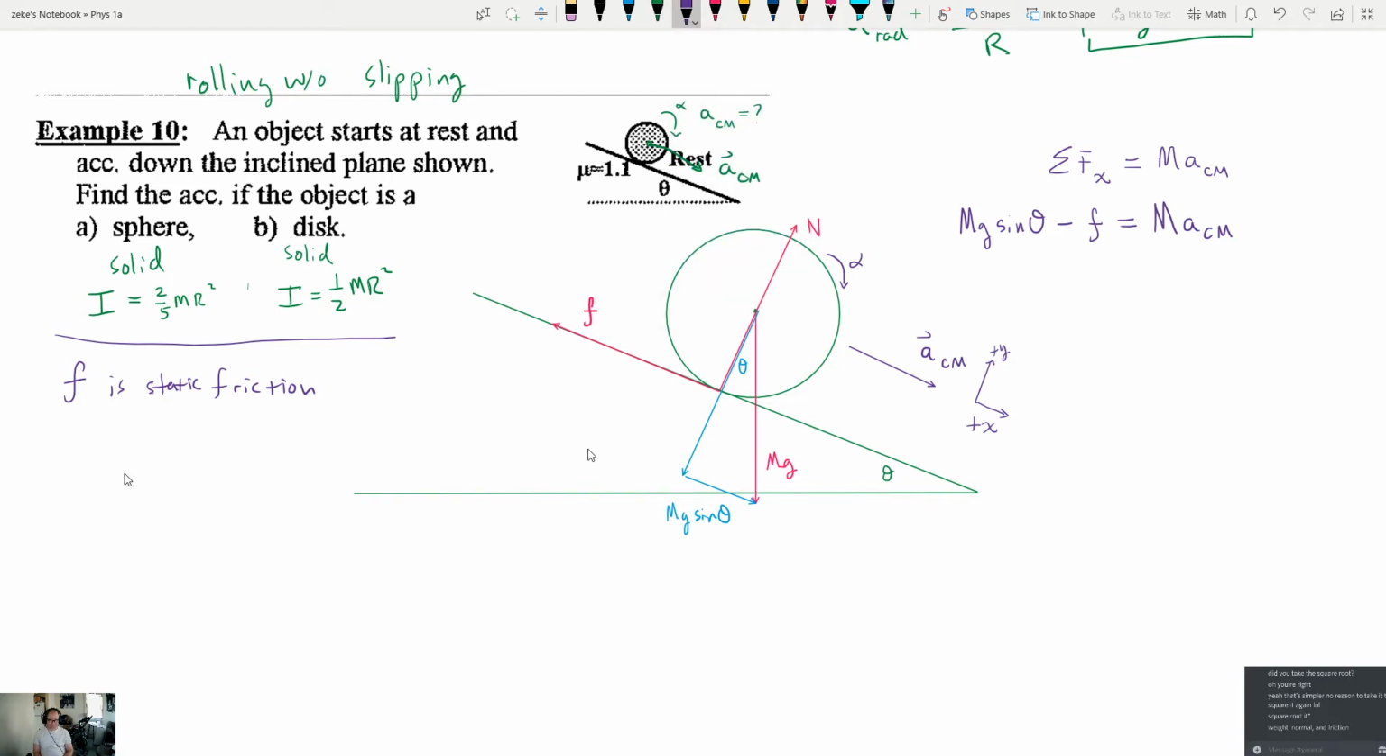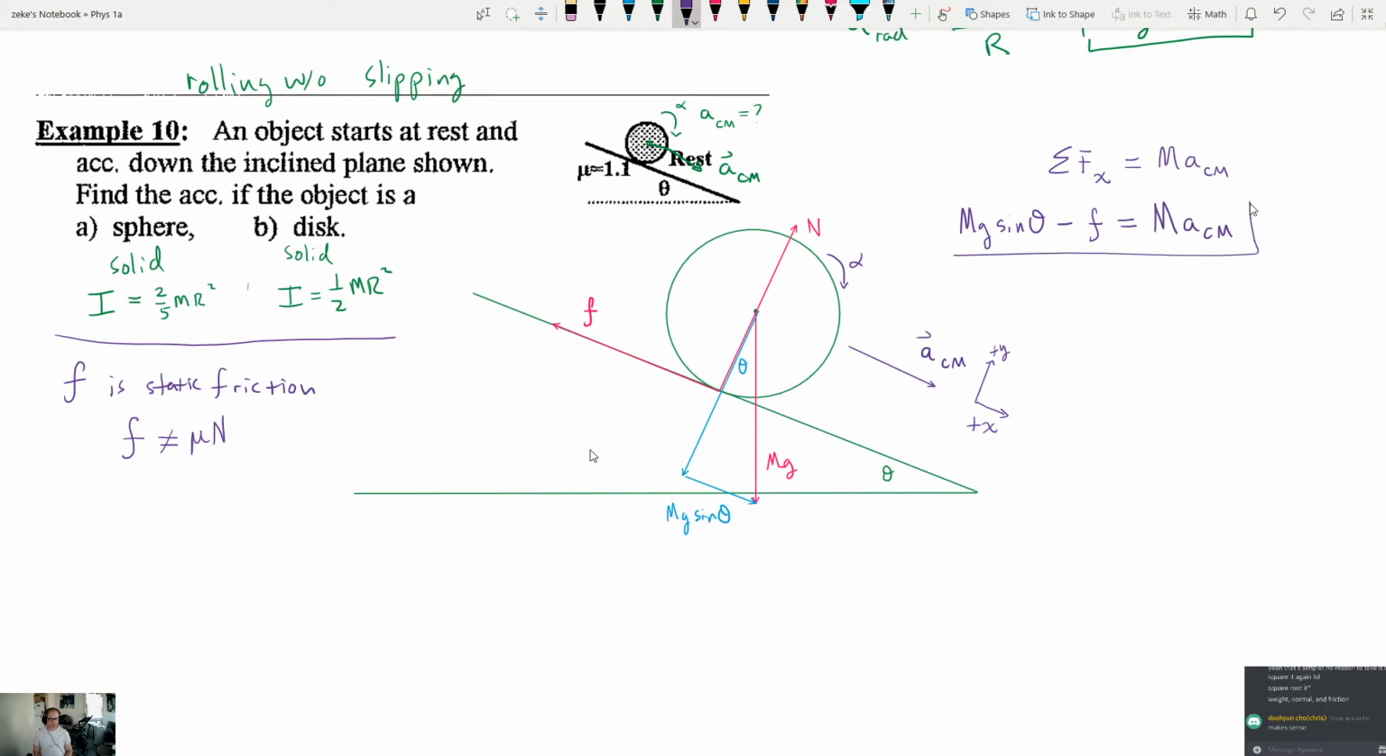So it's static friction, which means that the friction force is not equal to mu times n. It's less than or equal to mu times n. The point is that it's not exactly equal to mu times n. We can't use this equation. What that means is this equation basically has two unknowns: the friction force, and the acceleration of the center of mass. We need to find another equation that can help us to get rid of one of these.